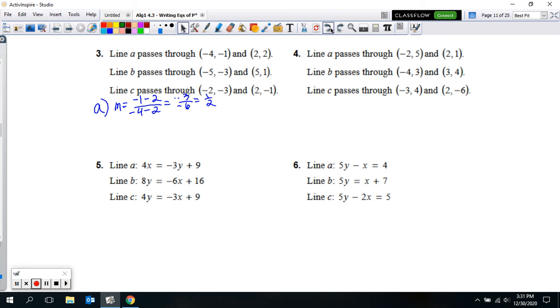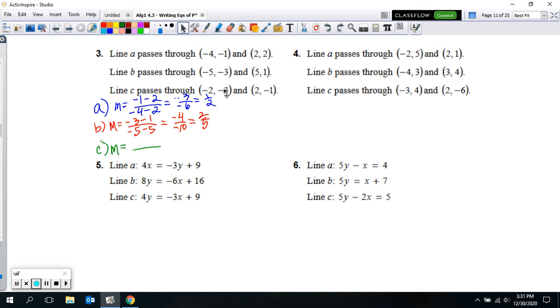B, we'll do the same thing. Start with the first y, negative 3 minus a 1. That's what's going to be there, negative 3 minus a 1. And then the bottom is the x's. So x is negative 5 minus a 5. And we're going to get negative 4 on the top, negative 10 on the bottom. So again, negative over negative is a positive, and 4/10. You're going to reduce it by 2. That's going to give us a positive 2/5. So far we know that A and B are not parallel. They're not the same slope. So let's check line C.